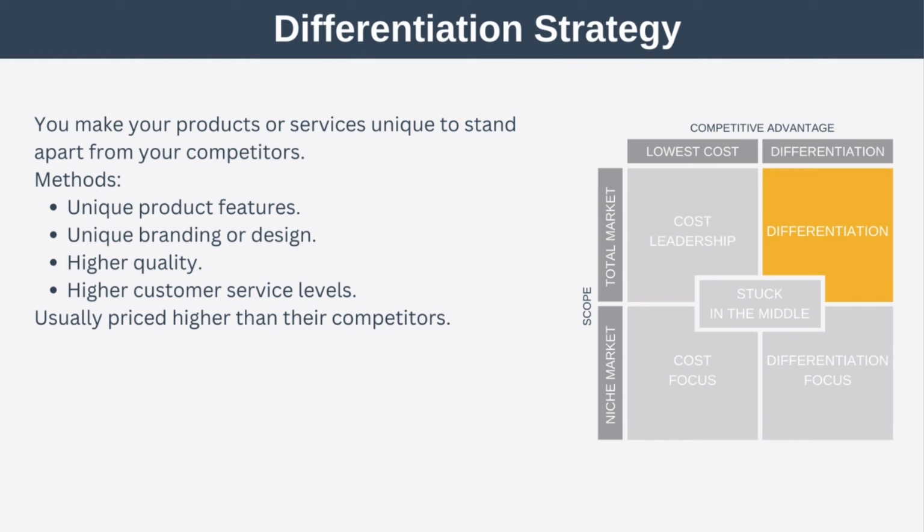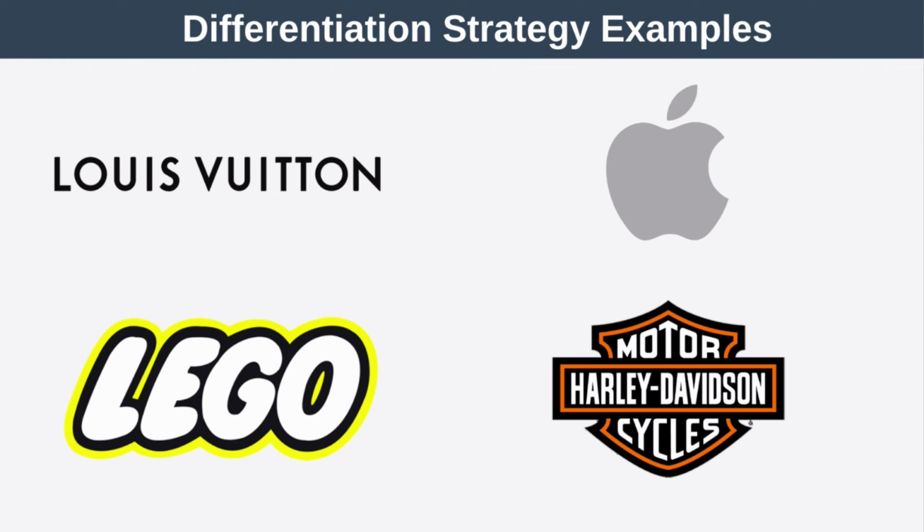Now, because of the uniqueness of their offering, firms with a differentiation strategy usually price their offering higher than their competitors. Firms with this strategy often have loyal customers because of the perceived uniqueness of their products. Now, this loyalty in turn reduces direct rivalry with the firm's competitors. Examples of well-known firms using a differentiation strategy are Louis Vuitton, Apple, Lego, Harley-Davidson.